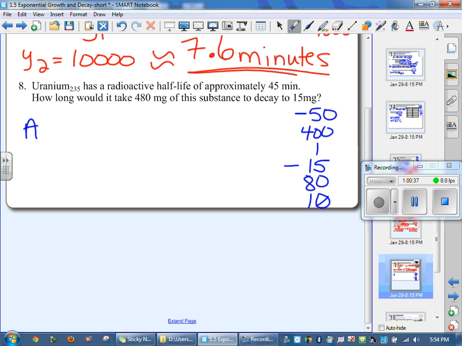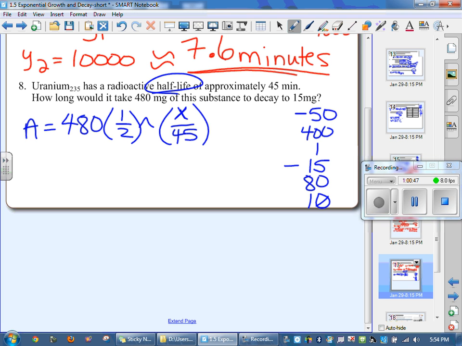Now, we want to find out how long, so we're solving for the x on top, does it take to go to 15 milligrams. So I'd substitute 15 for A, and you can solve it algebraically with logs, or you can do y1, y2, and do an intersect again.